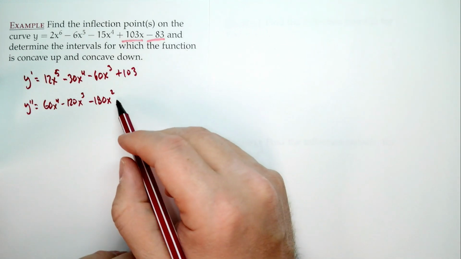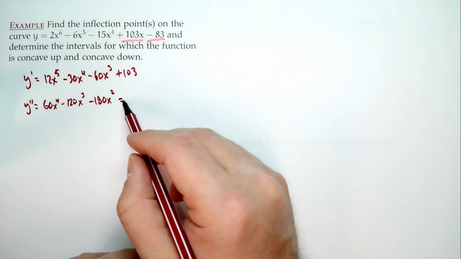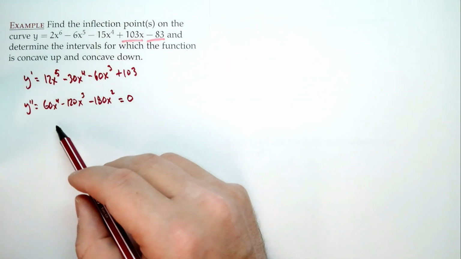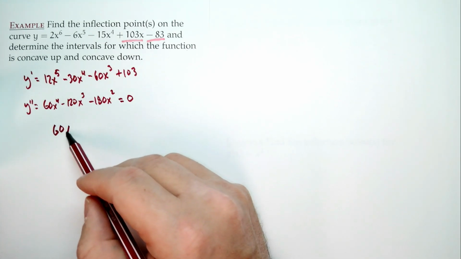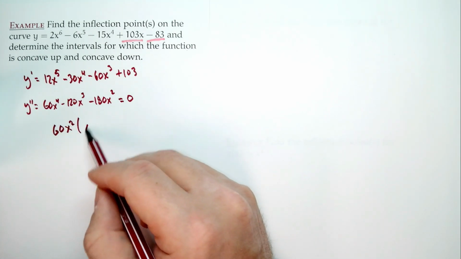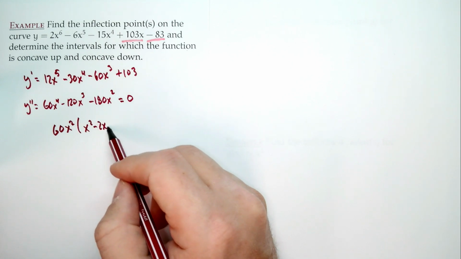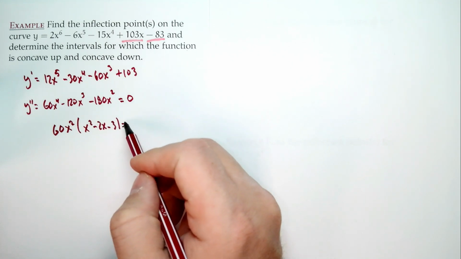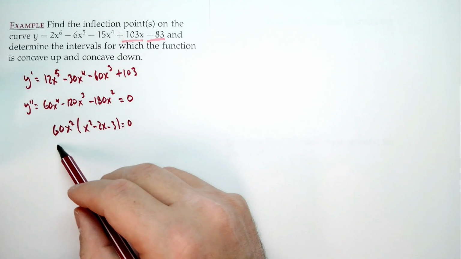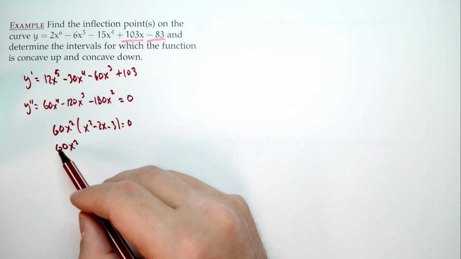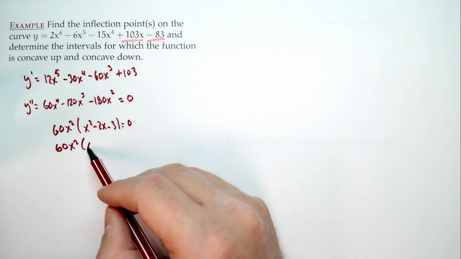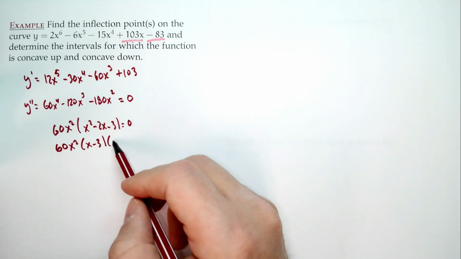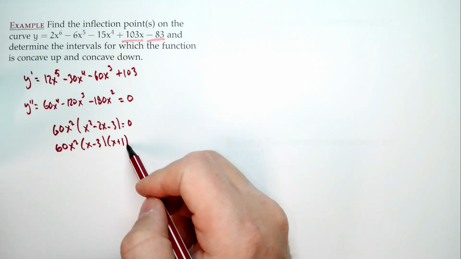So, what's our goal? Well, it's never undefined. So we set it equal to 0. We can factor out 60x squared. And if we do, we'll get x squared minus 2x minus 3. Well, that's a little bit more convenient to factor. That factors as x minus 3 times x plus 1.